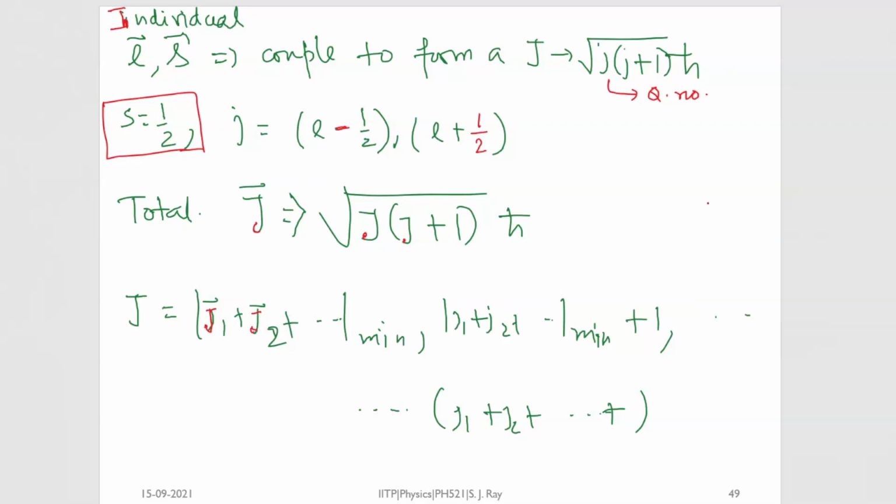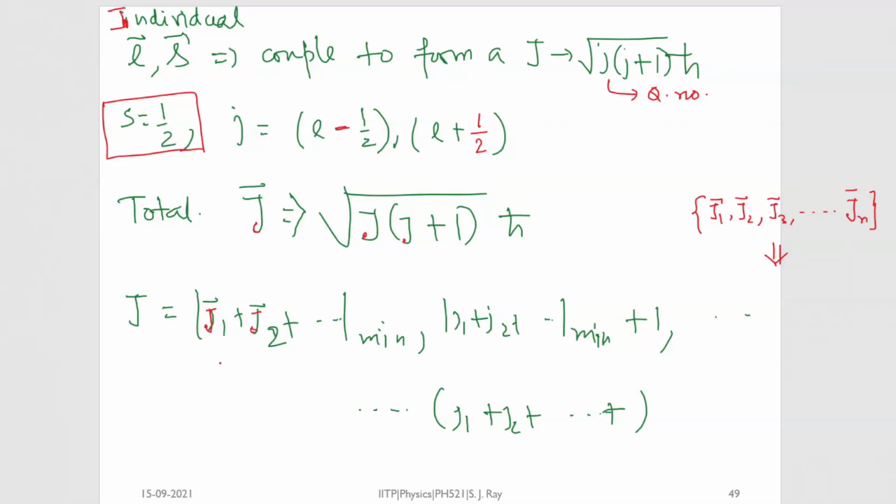So in that case, let's say I have j1, j2, j3 and so on up to jn. If I want to know what will be the values of large J or total J that is possible for such a system, then we have to estimate the quantum numbers, or let's say the values of J which will be possible.